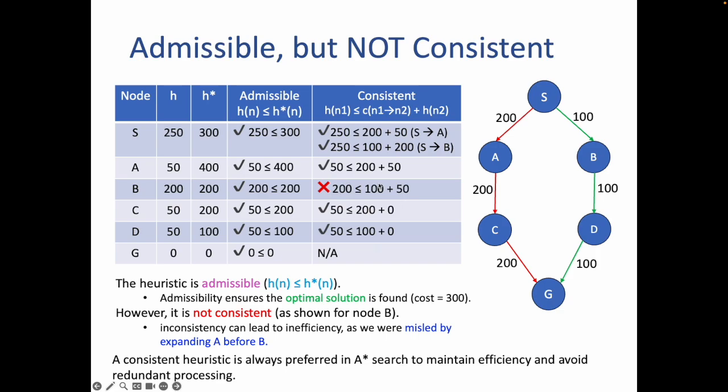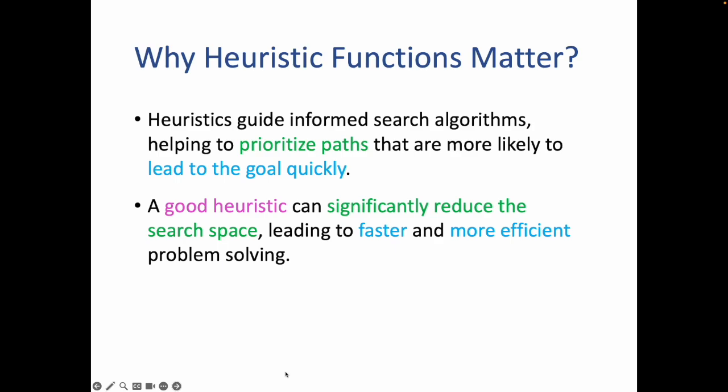It means that we were misled by expanding A first before B, while our actual optimal path was in that branch. So that is why it didn't give us the optimal solution. By now we know why the heuristic matters, because it helps us find and prioritize the path that reaches the goal more quickly.